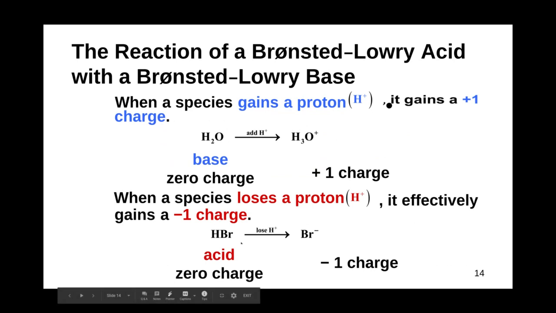Now, when a species loses a proton, it effectively gains a -1 charge. So hydrobromic acid, HBr, loses a proton. Now bromine is negatively charged, because it's losing a proton. It's not losing a hydrogen ion, I'm sorry, a hydrogen atom. It is losing just the proton. It's keeping the electron, but it's losing the proton. And up here, it's gaining a proton, but it's not gaining an electron with it. So an important thing to remember: when an acid reacts, it becomes negative. When a base reacts, it becomes positive.